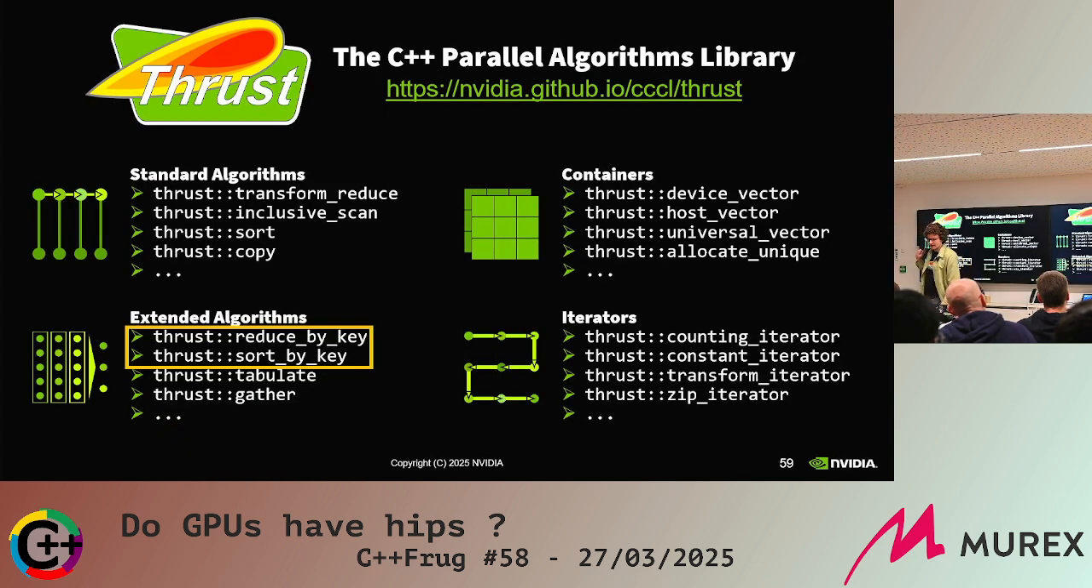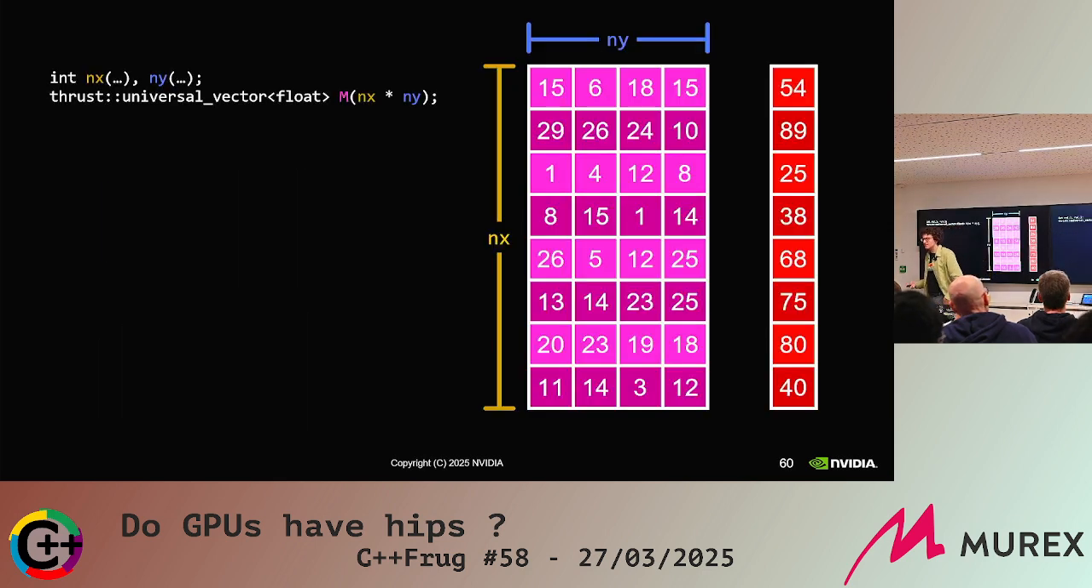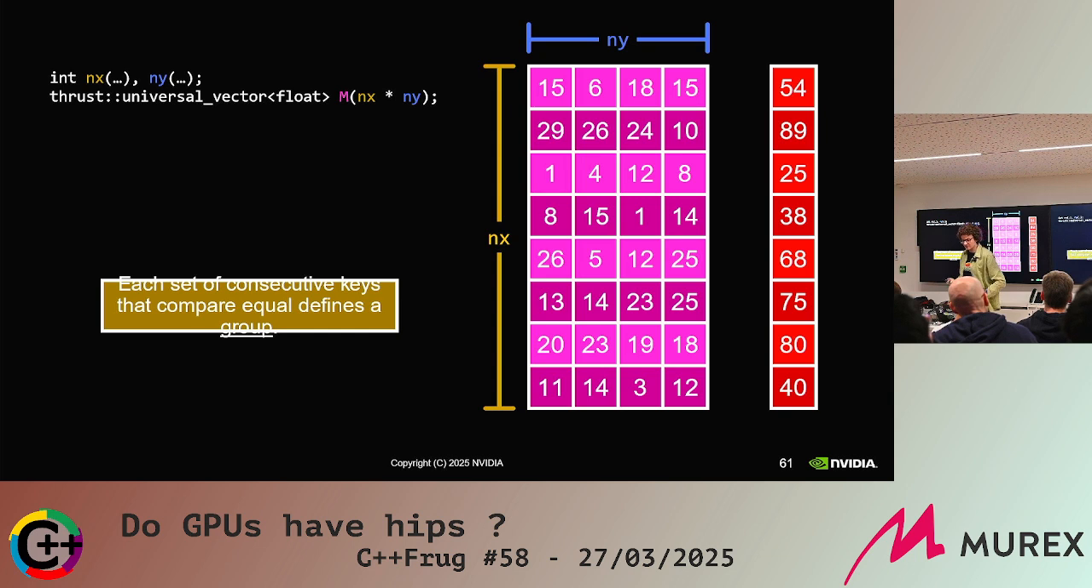So now let's take a look at one of the most popular kinds of extended algorithms in Thrust, which is the by-key algorithms. So by-key algorithms will divide the input up into contiguous groups and then invoke the underlying algorithm on each group. So you can also think of them as like batched or segmented algorithms. So for example, suppose that we have a matrix and we want to sum each row. To use a by-key algorithm to solve this problem, we must first create a range of keys that define the groups, which is going to be each row. So each set of consecutive keys that compare equal defines a group.